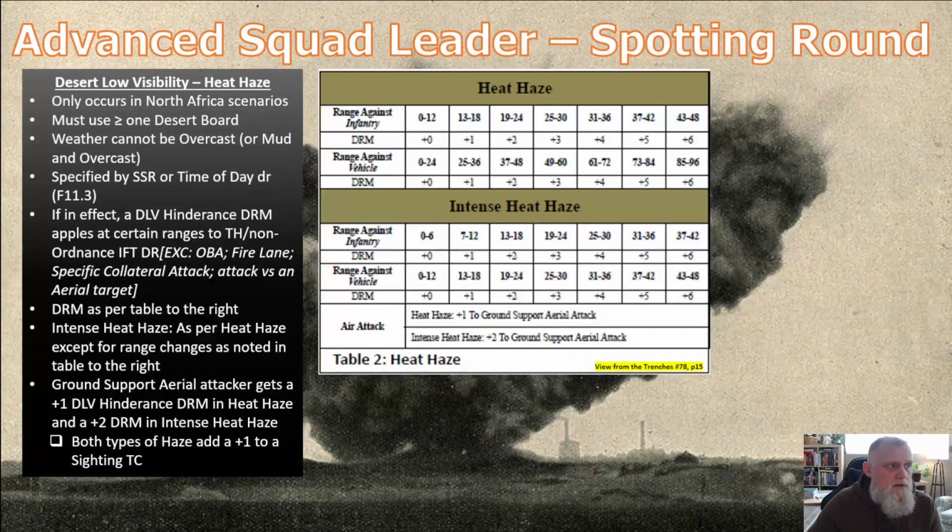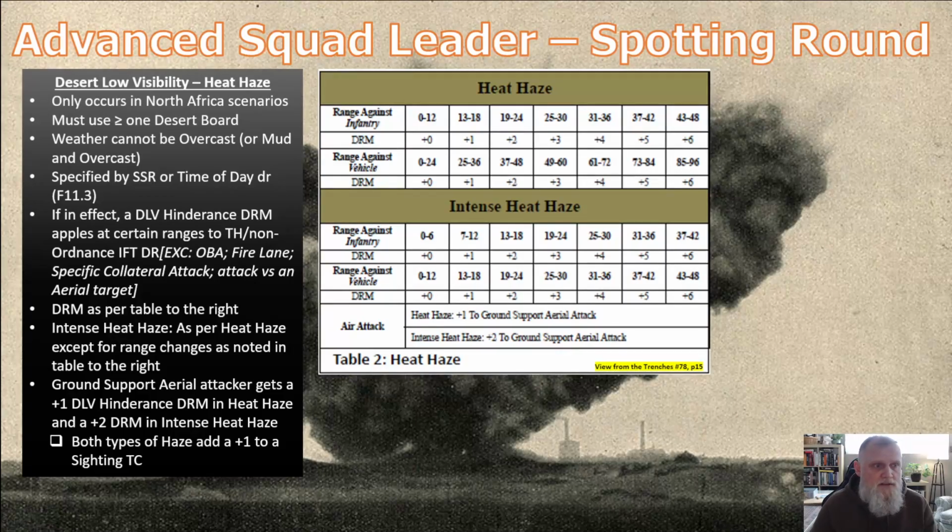All right, looking at heat haze. Now, this only occurs in North Africa scenarios where you must have at least one desert board. The weather cannot be overcast, and mud and overcast cannot exist. Now, this is specified by SSR or a time of day die roll with design your own scenario. And if it's in effect, the desert low visibility hindrance die roll modifier applies at those ranges you can see on that chart. Again, this is from View from the Trenches, number 78 on page 15.